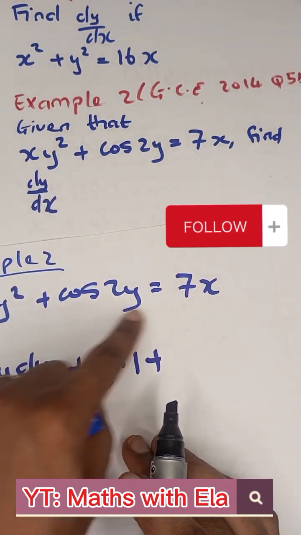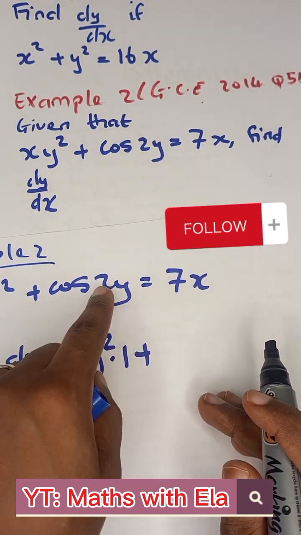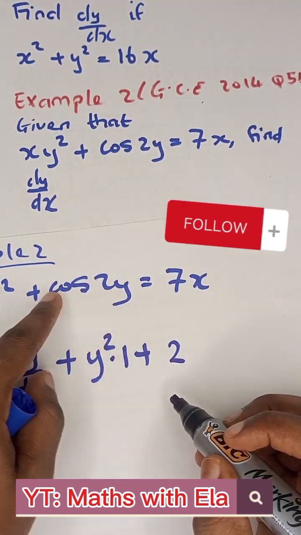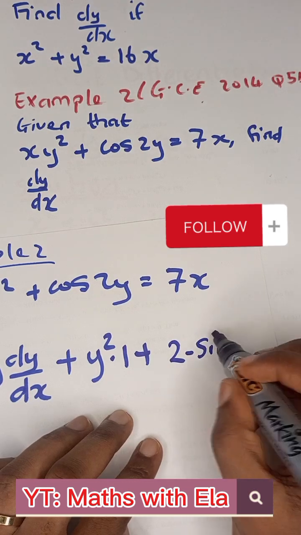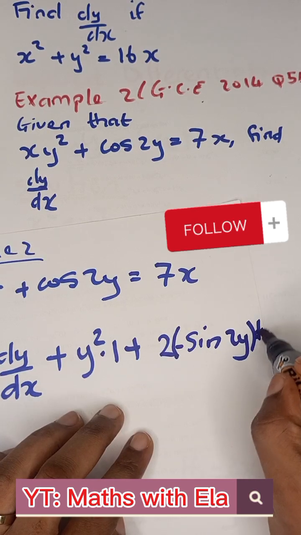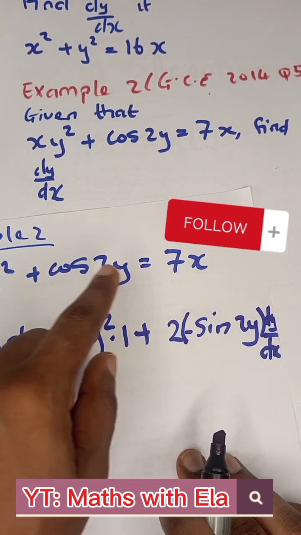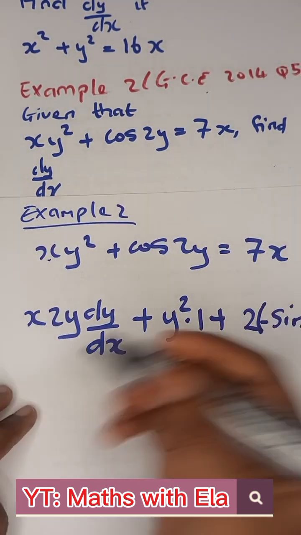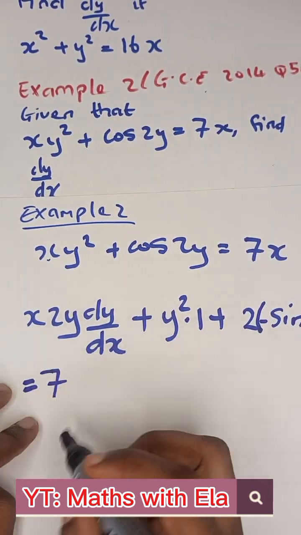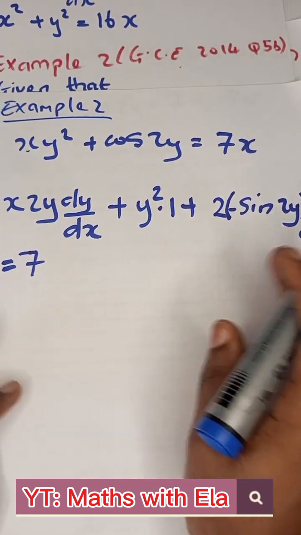Now, we are on this second term, cos 2y. Differentiating cos 2y, you differentiate 2y, you're going to have 2. Differentiate cos, you're going to have negative sign, then you write back the 2y, and again we attach dy by dx because this is a y term and we are differentiating with respect to x. And differentiating 7x with respect to x, we just have 7.